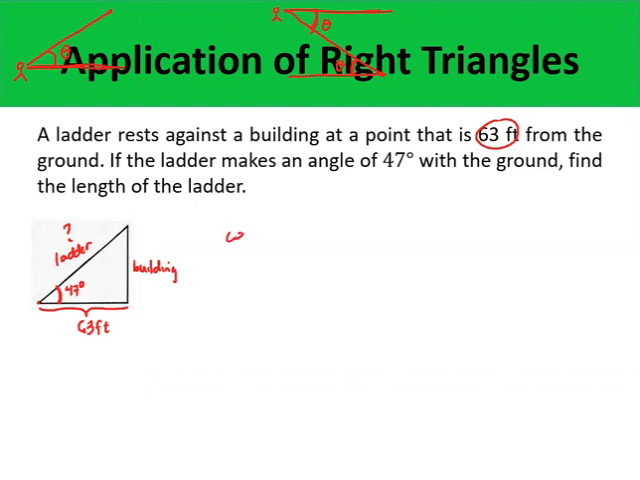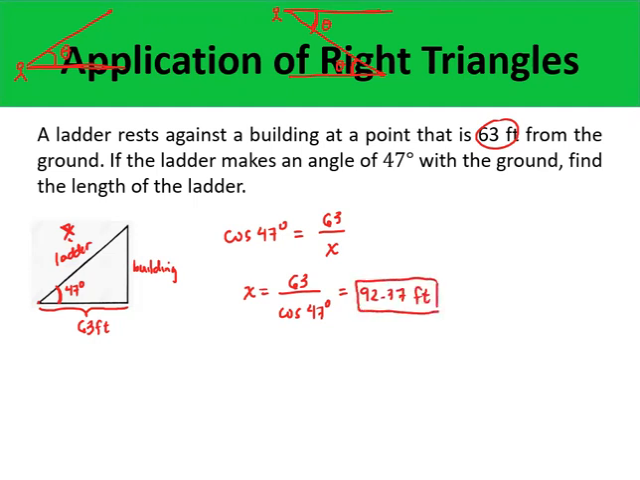So that means we're going to use the cosine of 47 degrees, which is equal to the adjacent side divided by the hypotenuse. So let's call this hypotenuse x. And then solving for x, we get x is equal to 63 over cosine of 47 degrees. And that's going to be equal to 92.37 feet. So that's the length of the ladder.